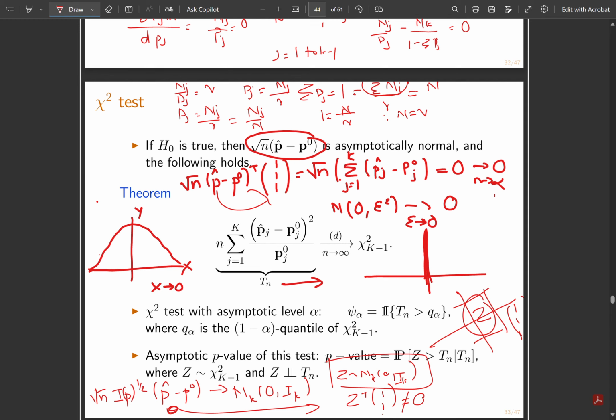Now what we have here is the left-hand side of this equation, which is the square norm of (p hat minus p naught), and this is supposed to give us a squared Gaussian. And a squared Gaussian, by definition of the Wald test, is a chi-square. Now, why is it not k dimension? Why is it k minus 1 dimension? Can you tell me?